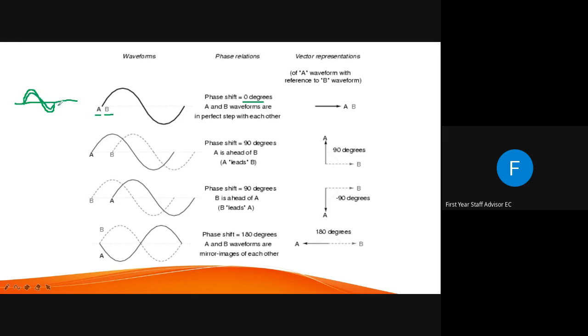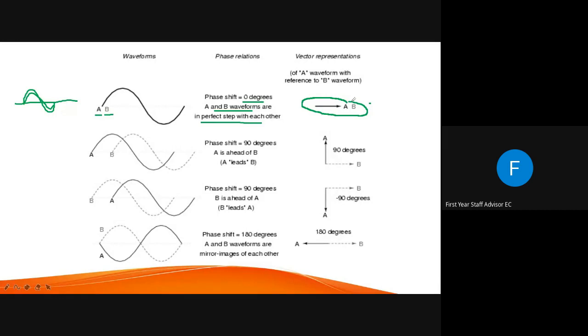Because whenever current crosses zero, voltage also crosses zero. Whenever current reaches peak value, voltage also reaches peak value. Both are in the same phase. That is the meaning of same phase. That means the phase shift is 0 degrees. A and B waveforms are in perfect step with each other. So whenever I am drawing the phasor, I should draw it in such a way that they overlap each other.